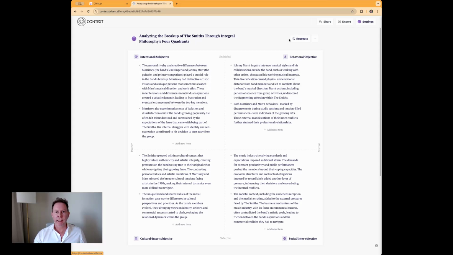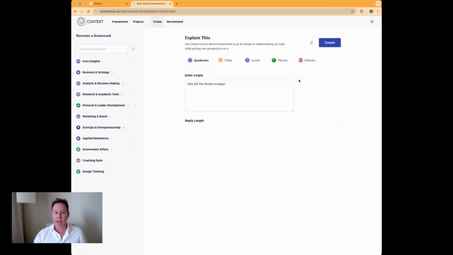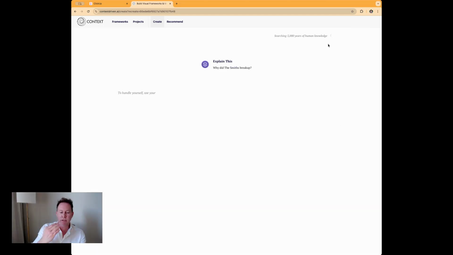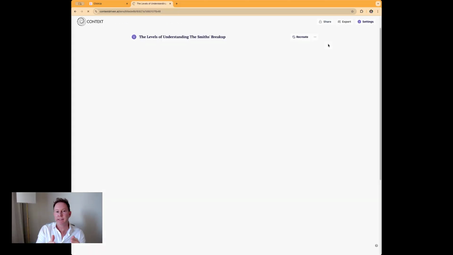What if we recreate the exact same lens? I won't change the prompt at all, but what if we recreate it through levels? And we'll have to see what happens. Now, why would I choose levels? Levels is taking a hierarchical approach. It's saying, I want to look at this exact same question. I want you to explain it to me, but I want you to think about it in hierarchical terms in some way. Now, I might describe what those hierarchical terms are, or I might let it do it.